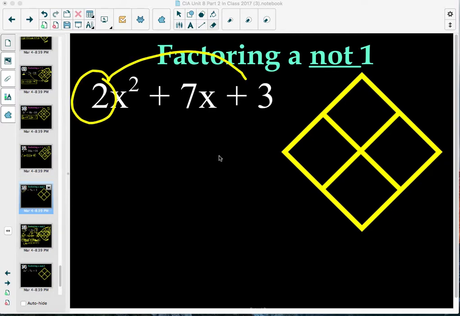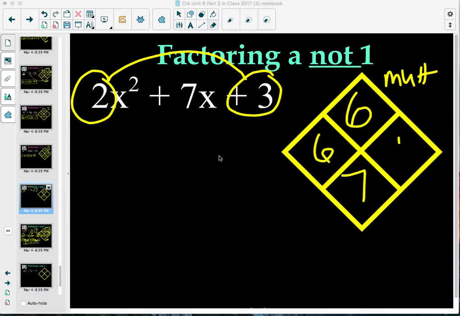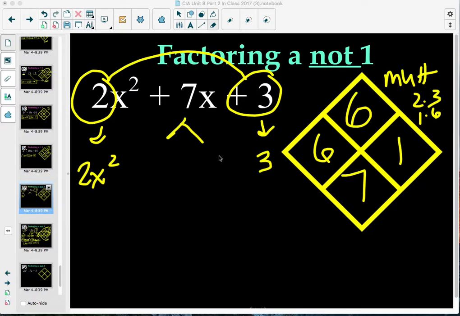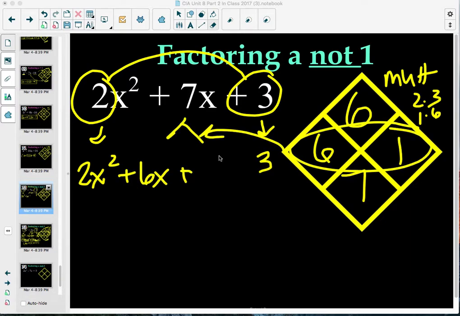Right, if you did that, you should be doing first times last gives me 6. I'm trying to multiply to that. The middle term goes on the bottom, which is 7. So my factors for 6 are 2 and 3, or 1 and 6. 1 plus 6 is 7. I keep the first and the last. I split the middle up into 6x and 1x. Don't forget to put an x with it though.